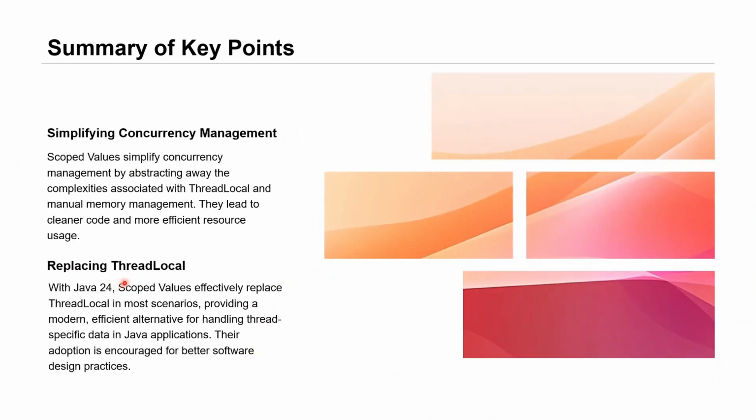Now, what are the key points we can take from here? Scope values simplify concurrency management by abstracting away the complexities associated with ThreadLocal and manual memory management. They lead to cleaner code and more efficient resource usage. We can also replace ThreadLocal with this Java 24 feature, as scope values effectively replace ThreadLocal in most scenarios, providing a modern, efficient alternative for handling thread-specific data in Java applications. Their adoption encourages better software design practice.